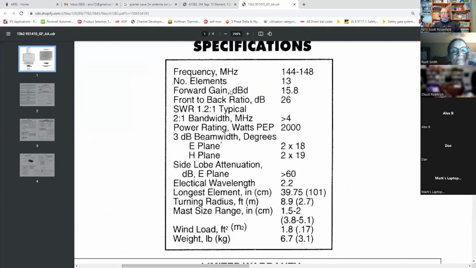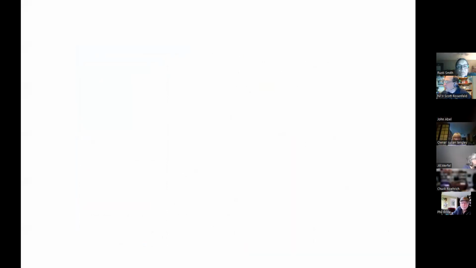What does it say? Forward gain, dBd, decibels compared to a dipole. Can everybody see that? Okay, how many dBd? 15.8. Okay, so we're just going to do some simple mathematics, and we're going to call that 16 dB. All right, how would you break that down?